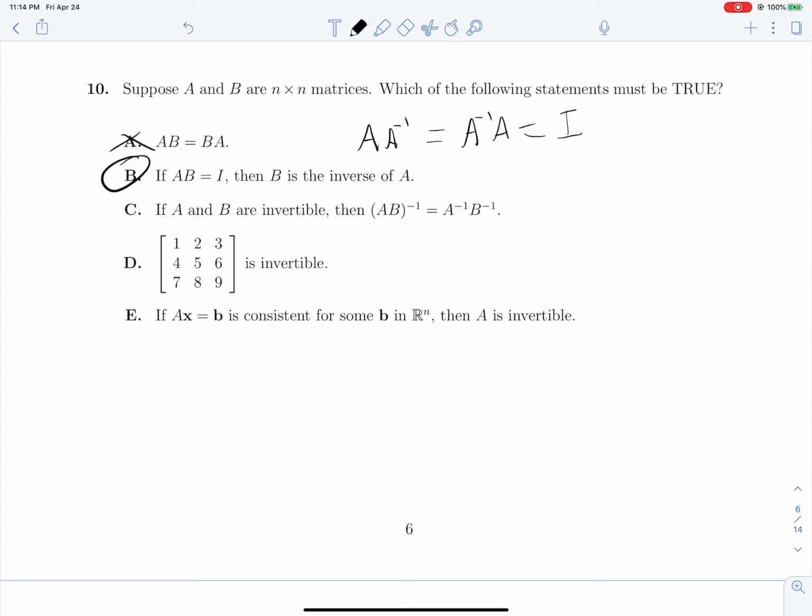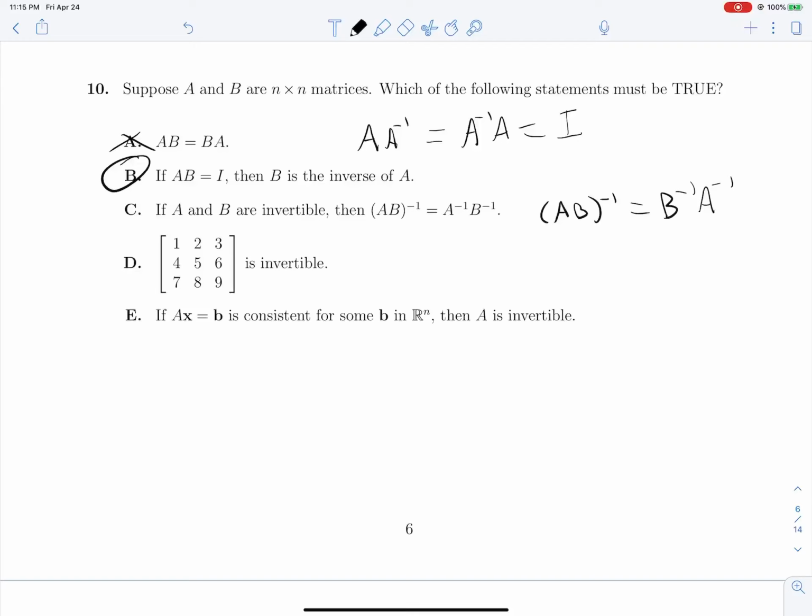C, if A and B are invertible, then (AB) inverse must be equal to A inverse B inverse. Well, no, this isn't true. (AB) inverse is equal to B inverse A inverse. You have to remember to switch the order when you're taking the inverse of multiple matrices at the same time. This also applies for the transpose as well.